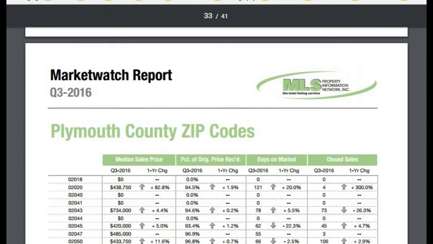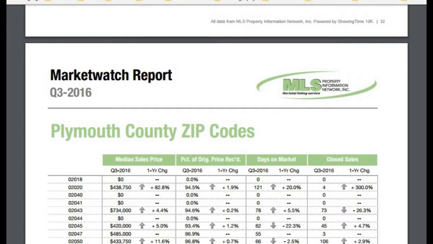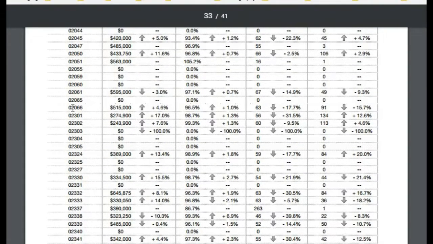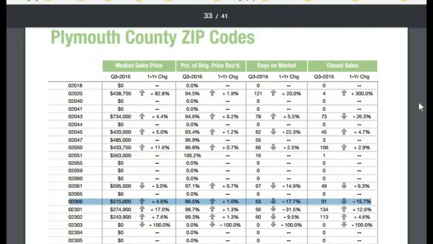Remember also that the quarterly market reports are broken down by zip code. So if you're focusing on a particular market area, you need to know what zip code of the town is that you're working in. For this discussion, we're just going to focus on zip code 02066, which is Scituate. Here we're going to see that the median sales price in Scituate for the third quarter of 2016 is $515,000, almost a 5% increase from the third quarter of 2015.